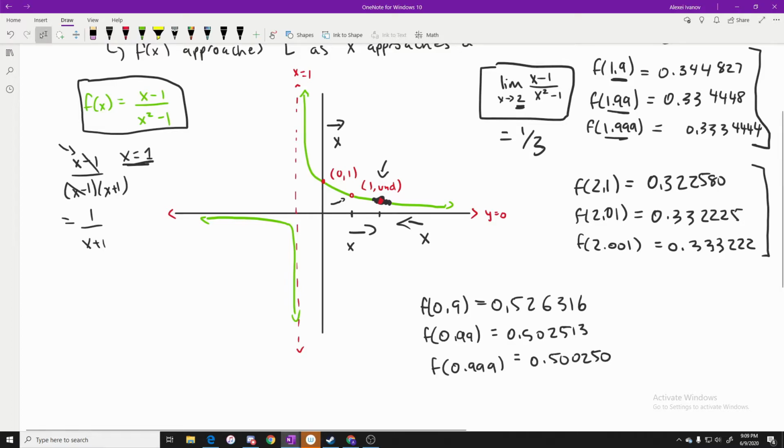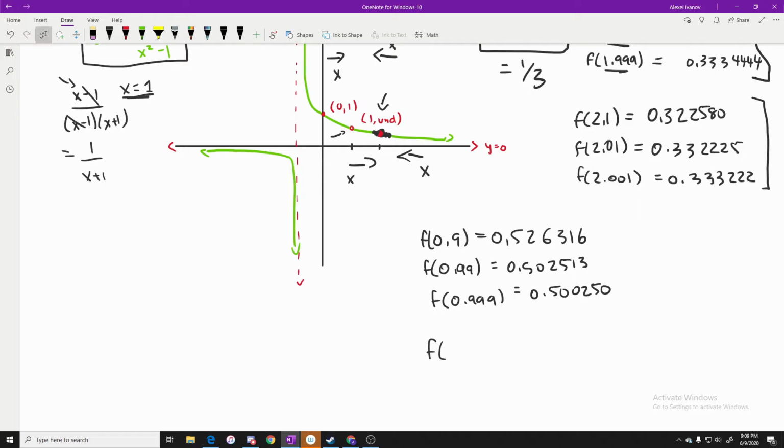Now if we do the same thing and approach this value of x equals 1 from the right side, meaning we are going to take values that are greater than 1 and slowly move towards it. So we start off by taking f at 1.1. And the value here would be 0.476190. We can get even closer by taking f at 1.01, which equals 0.497512. And lastly, let's inch a little bit closer and take f at 1.001, which gives us a value of 0.499750.